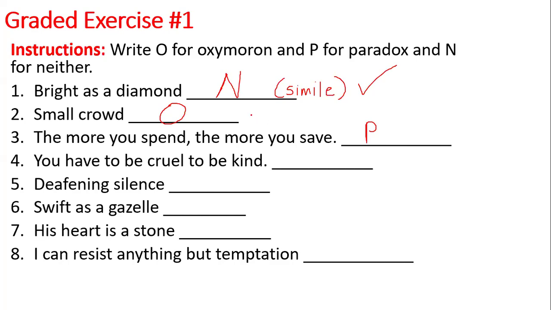All right, what do we have for number 4? You have to be cruel to be kind. Paradox. Yes, someone have a question? Okay, it is a paradox. Can anyone explain this one? How does that make sense? It's opposite. May I, Mr. Petit? Go ahead, Sashnik. It's a hidden truth.